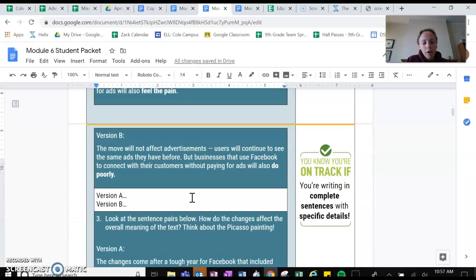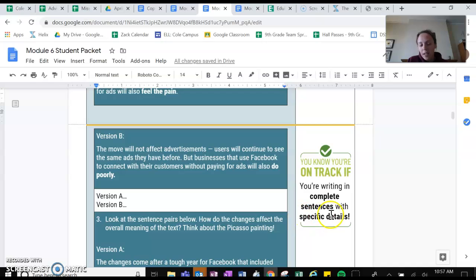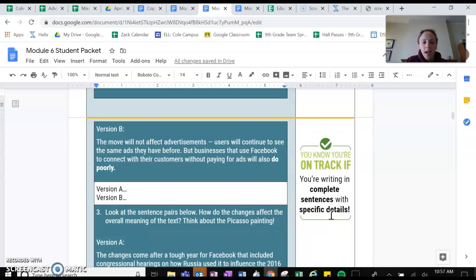So go through, do these, make sure it's in complete sentences and has specific details, and have a great day.